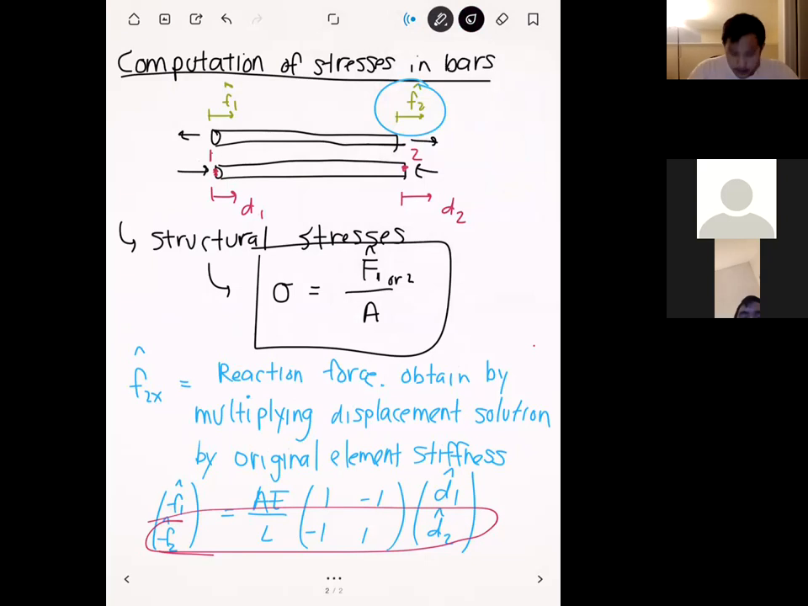Just to save us some math, we're going to take the bottom equation there. Any questions on this before we start to work that out?